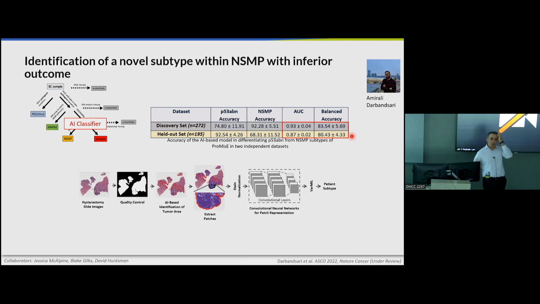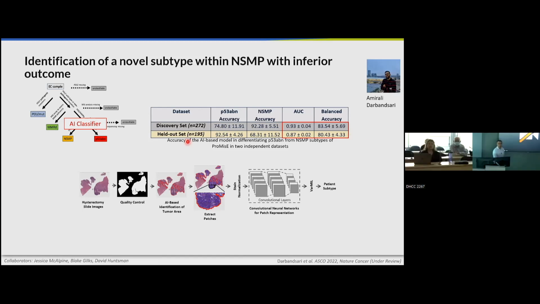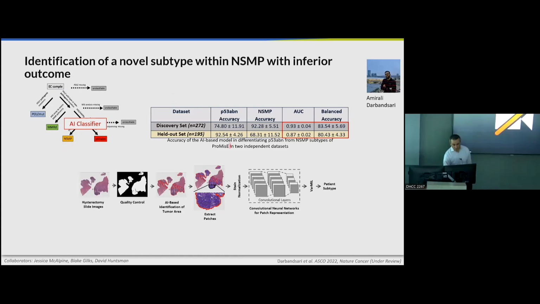The purpose was to see whether we can identify, because we know that these AI models are doing a good job. We wanted to see whether the AI model identifies some of these NSMP cases that look more similar to P50 abnormal from the morphological perspective. That was the idea. So 20% is actually not a bad thing, and we'll see why that is the case.